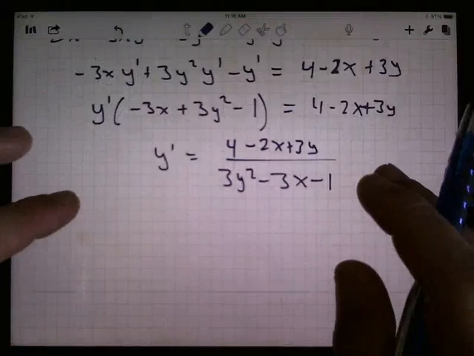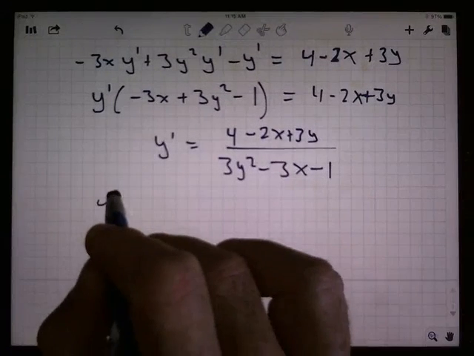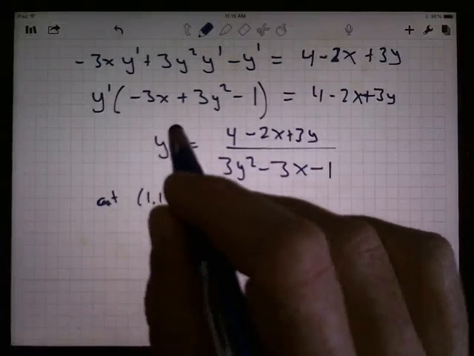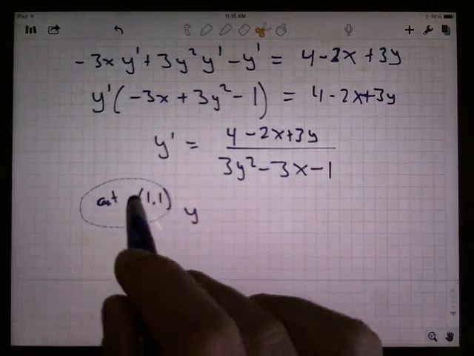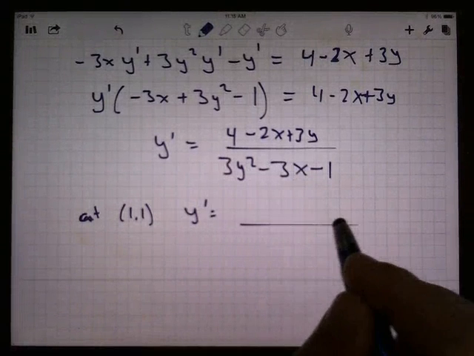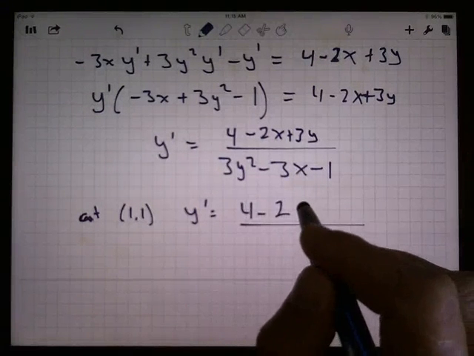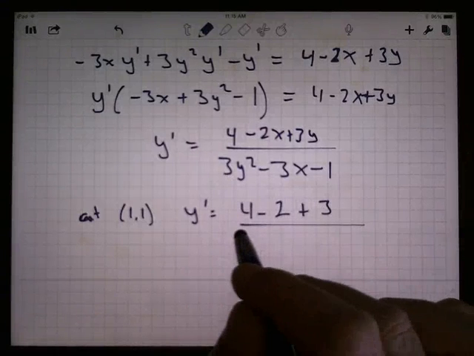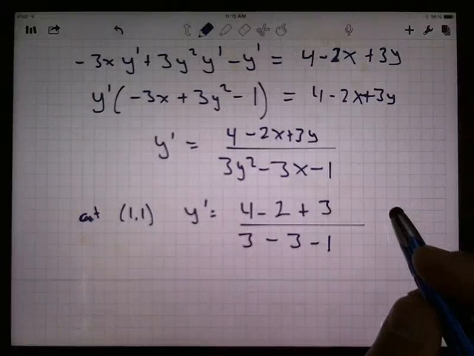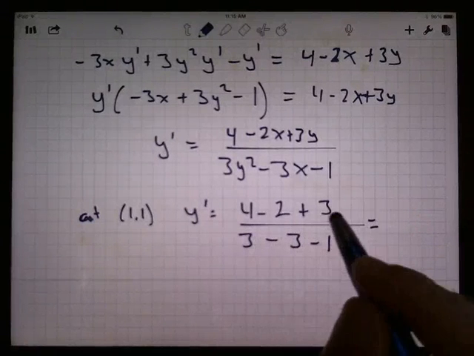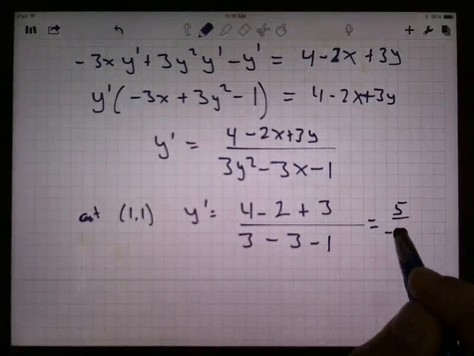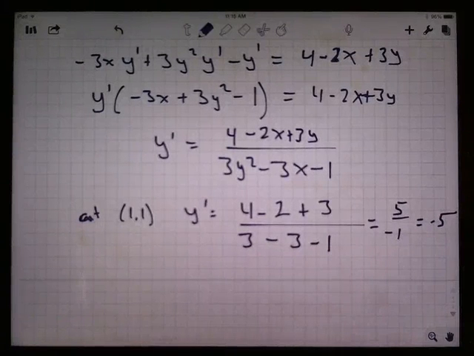Now that I've got this, I can say at the point (1, 1), y prime, sorry, this looks funny. Let me move this down a little bit. So at the point (1, 1), y prime equals, I'm just going to plug in my x and y values. So I've got 4 minus 2 times 1 plus 3 times 1, all divided by 3 times 1 squared, minus 3 times 1, minus 1. So I've got 7 minus 2 is 5 on the top and minus 1 on the bottom, so negative 5.